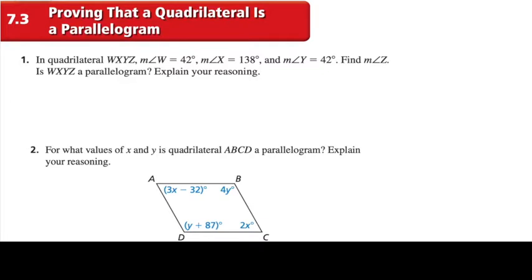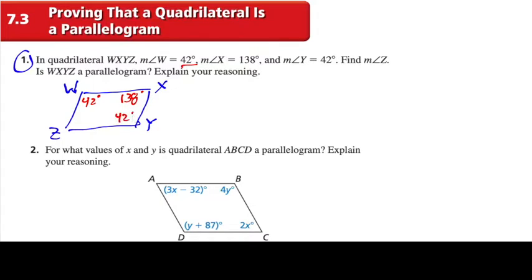So here's some other problems where we can apply the properties of parallelograms to show that a quadrilateral is indeed a parallelogram. So problem 1 starts with quadrilateral WXYZ. It will always benefit you to draw this out to make sure we follow the order of the vertices correctly. So WXYZ. We went in a clockwise motion around the quadrilateral. Now we can put the measurements they gave us in here. So 42 degrees at angle W, 138 at angle X, and 42 degrees at angle Y.